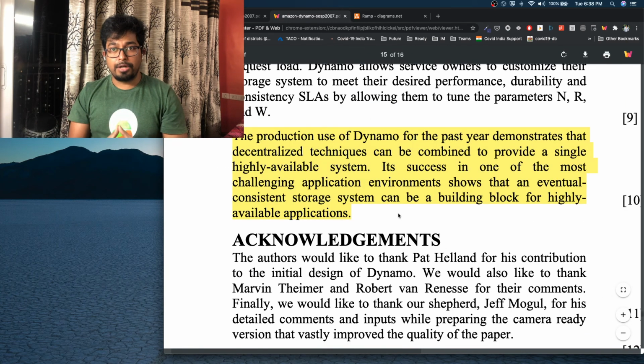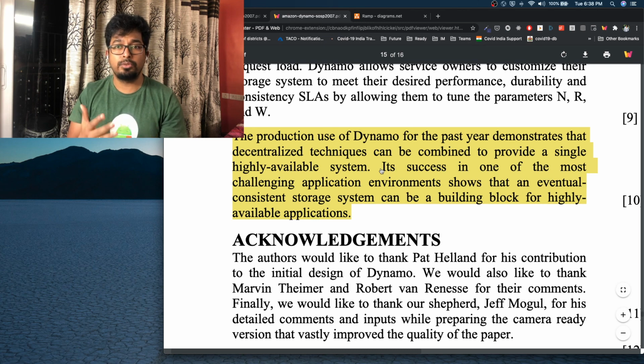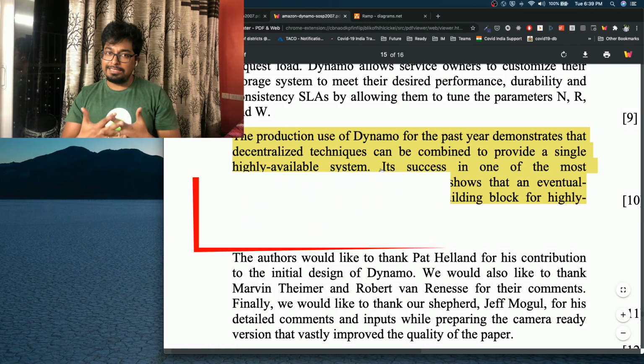And lastly, the production use of Dynamo for the past year demonstrates that decentralized techniques can be combined to provide a single highly available system. From the external point of view, it looks like a single system, but it is a decentralized system. Its success in one of the most challenging application environments shows that an eventually consistent storage system can be a building block for highly available applications. With that, this series ends.